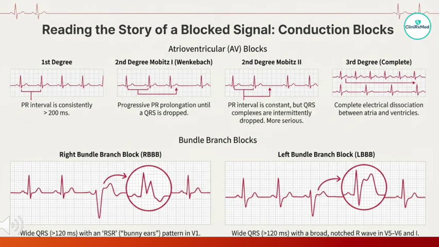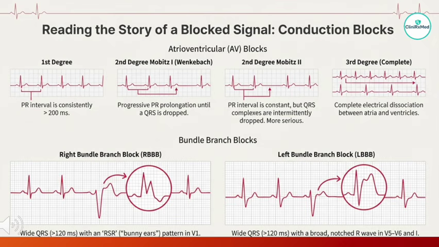Third degree block, it is complete heart block. The bridge is out. The atria and ventricles are totally disconnected. The P waves and QRS complexes fire at their own independent rates, showing complete AV dissociation.